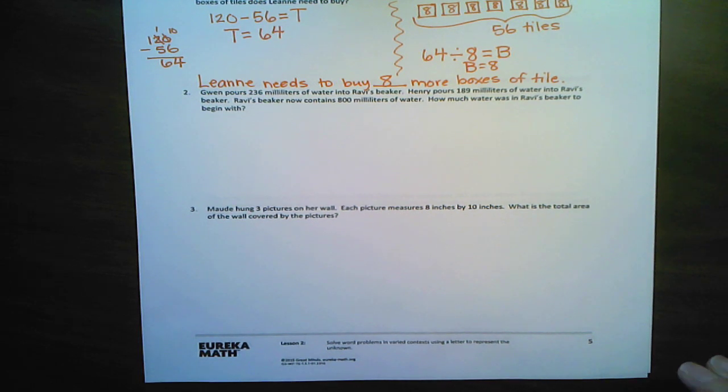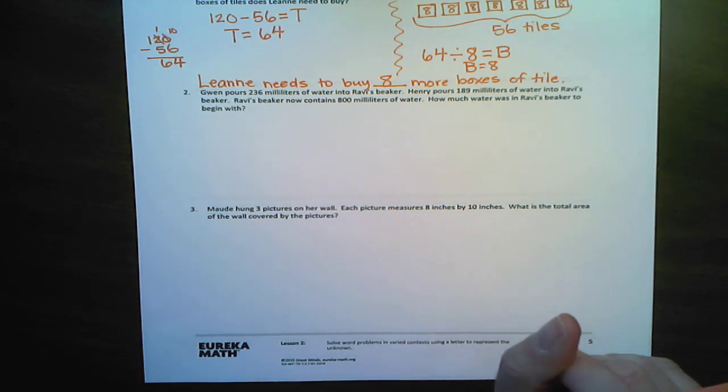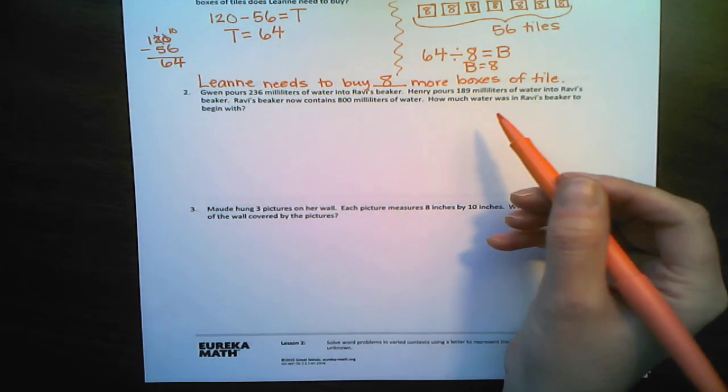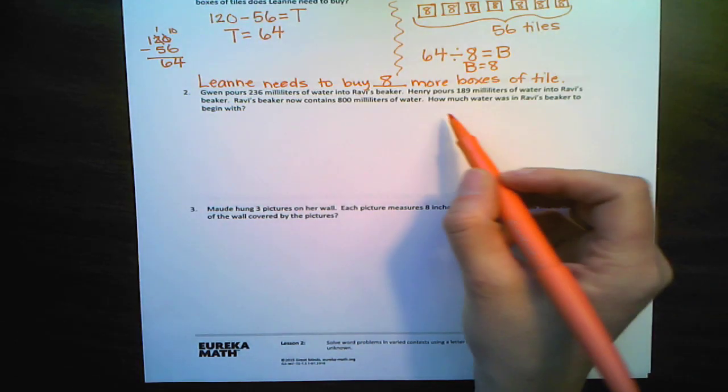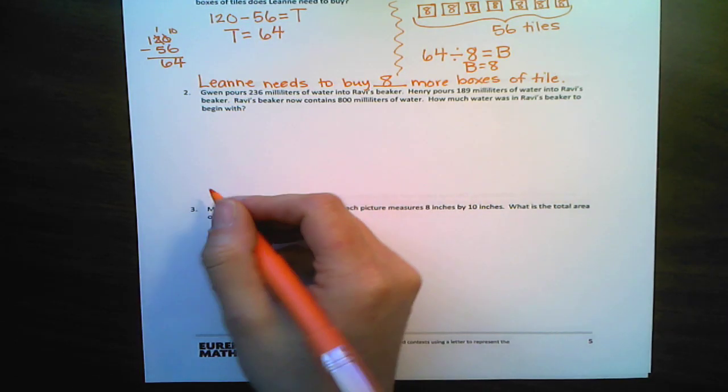Please read with me. Gwen pours 236 milliliters of water into Ravi's beaker. Henry pours 189 milliliters of water into Ravi's beaker. Ravi's beaker now contains 800 milliliters of water. How much water was in Ravi's beaker to begin with? I don't know, but let's write our sentence first. How much water was in Ravi's beaker to begin with?